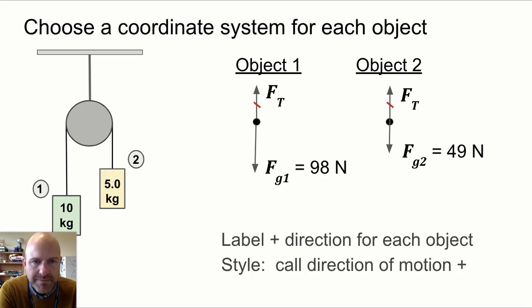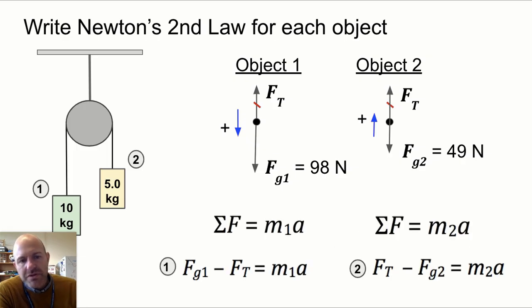Now we want to label the coordinate system. This is something we always do. And we have a couple of options. We could call up positive, down negative, and then they're each going in opposite directions. But we might change that up and say, let's call the direction of motion the positive direction. So up is positive for object 2 and down is positive for object 1. This simplifies our problem solving a little bit, as we'll see.